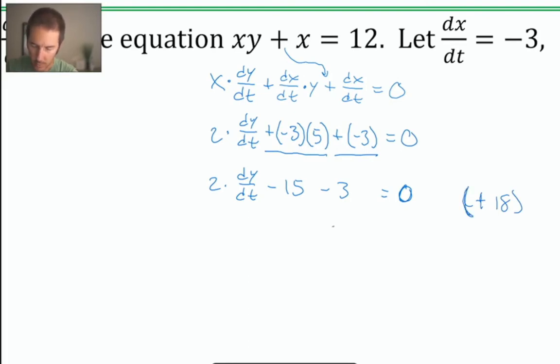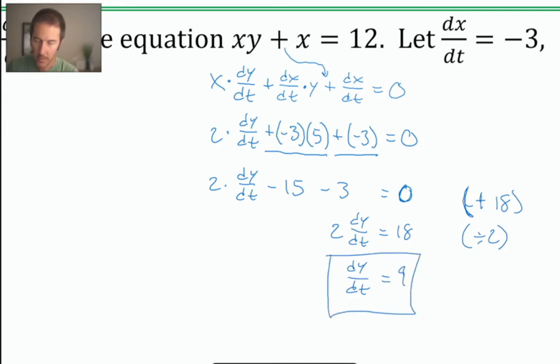And when we do, the left-hand side now only says 2 times dy dt. The right-hand side says 18. We can divide both sides by 2 to find that dy dt is 9. 9 what? I have no idea. It's maybe the part of this type of problem that I like the least, that I get an answer and I don't really know what it means.